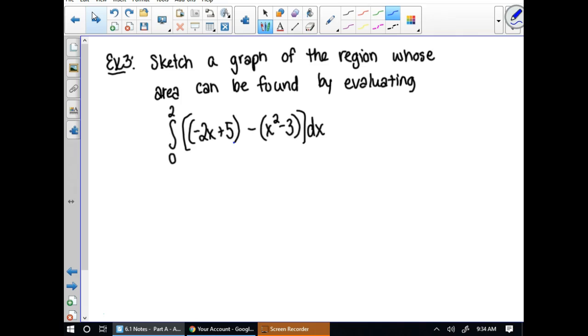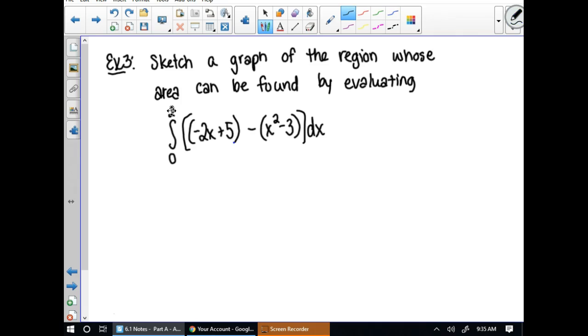All right, so you'll have a few like this on your homework where you're not actually being asked to solve the problem at all. You're asked to sketch a graph whose area can be found by the equation here. So for this graph, this looks like our top function should be negative 2x plus 5. The bottom function should be x squared minus 3. And we're only evaluating from 0 to 2. So we only need to look between x equals 0 and x equals 2. The graphs may continue on after that, but we're only concerned with that part here.